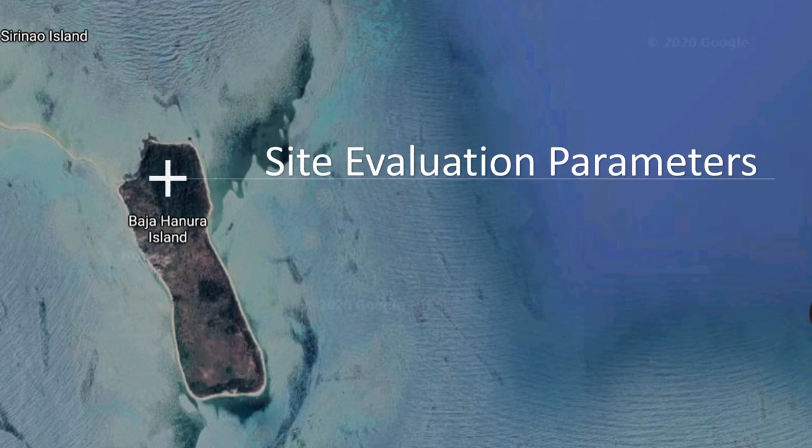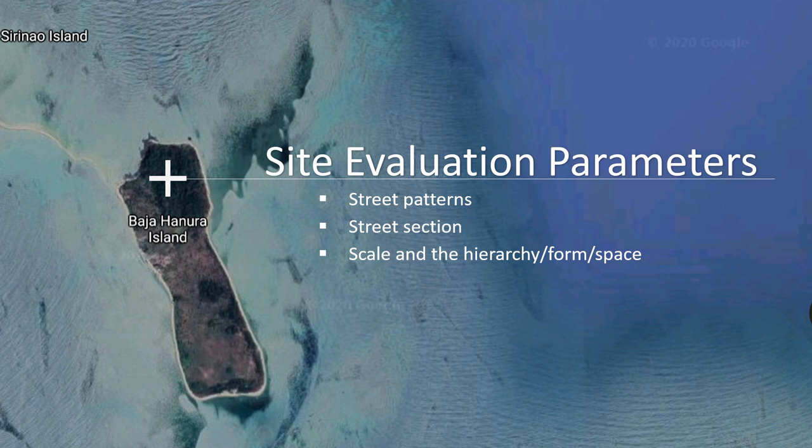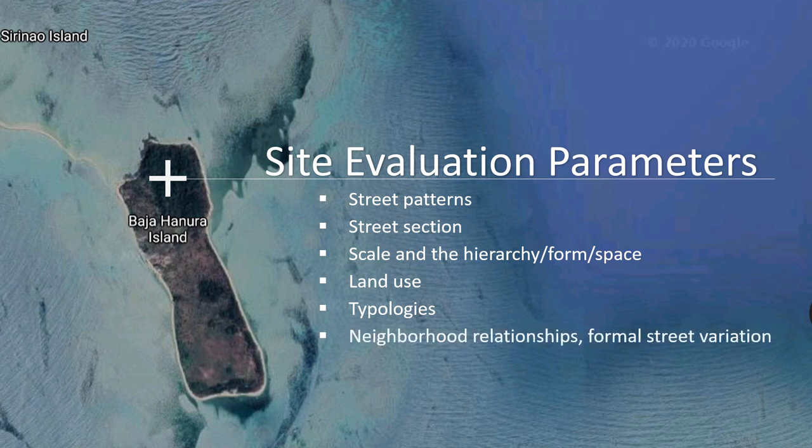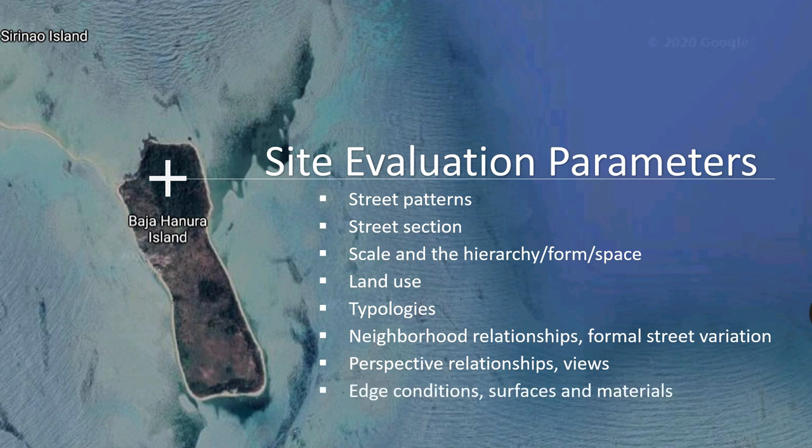So how do you evaluate your site in terms of these parameters that we have just talked about? The most basic is the street patterns. You can draw it, you can list it down, you put the names. Street patterns are very important. The street section, you can also draw. How is it related to your site? The scale and hierarchy, the form and space. The land use or land use maps, typologies, neighborhood relationships, formal state variations, perspective relationships, views, edge conditions, surfaces and materials, natural and man-made structures within.